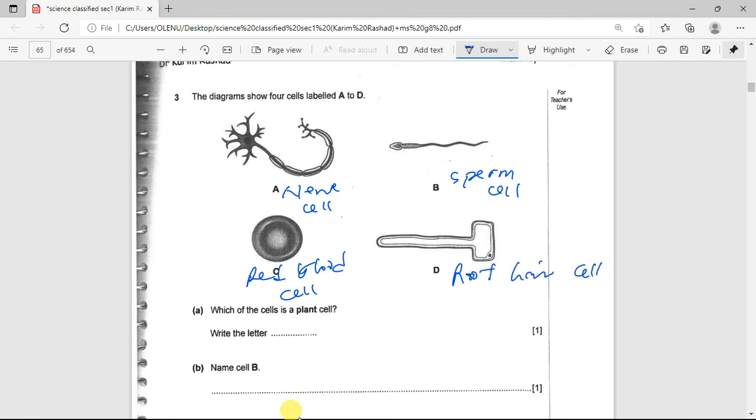Now, all these other 3, nerve cell, sperm cell, and red blood cell, are all found in animals, but root hair cells are found in plants. So write the letter. The letter will be D. Name cell B. Cell B is a sperm cell.